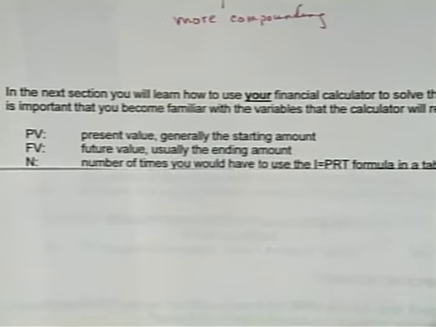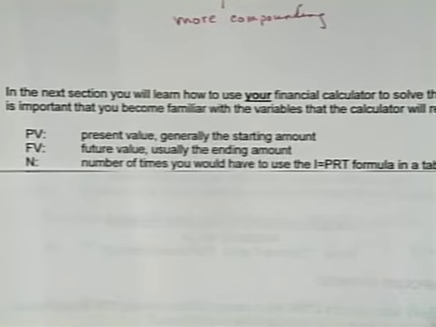And the number of times you would have to use the I equal PRT formula in a table. When Matt's interest for 4 years was compounded annually, how many times did we need to use the interest formula? Compounded annually, 4 years, we would have had to make 4 calculations. Good. Mary, compounded semi-annually for 2 years.